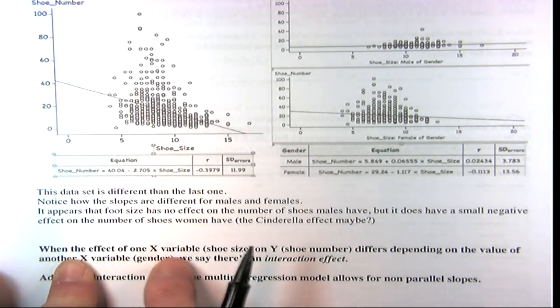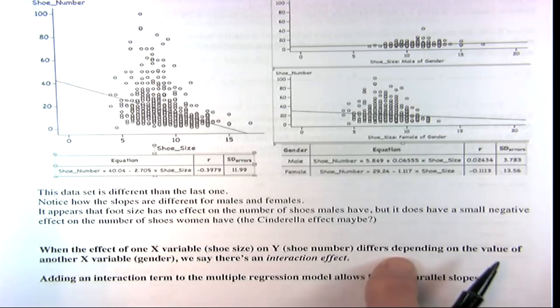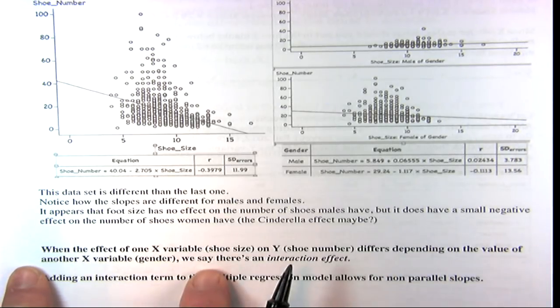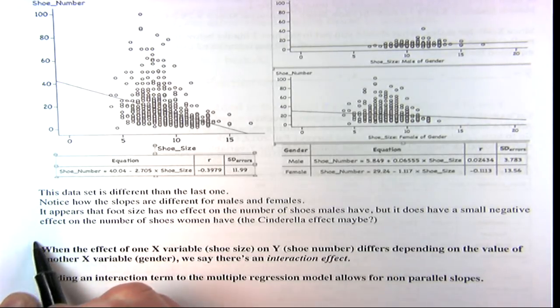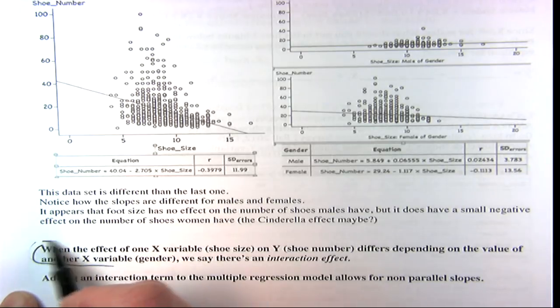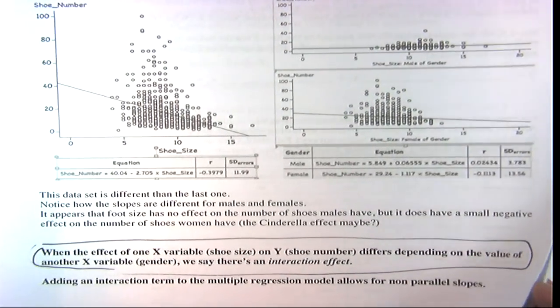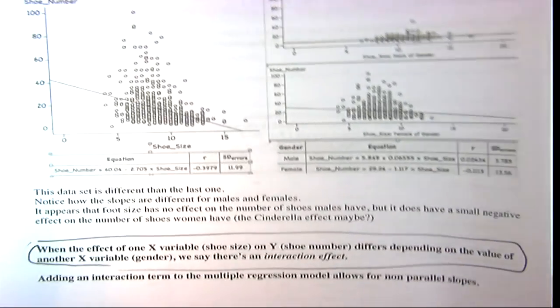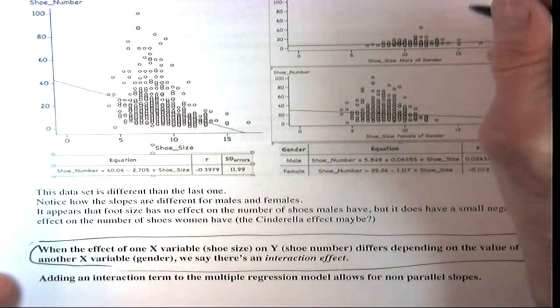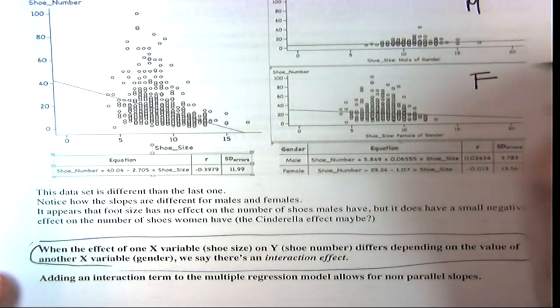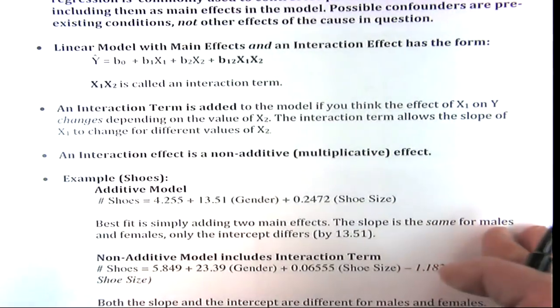But so when the effect of one variable, shoe size, on shoe numbers differs depending on the value of another variable, gender, we say there's an interaction effect. That's the term. And we need to add an interaction term to the multiple regression model that allows for non-parallel slopes. So let's do that. So this was the males, and this is the females.